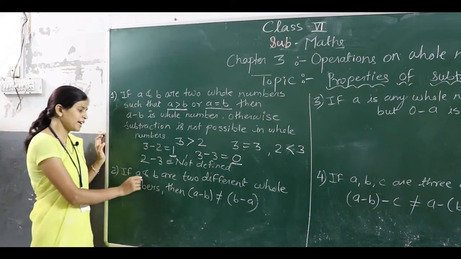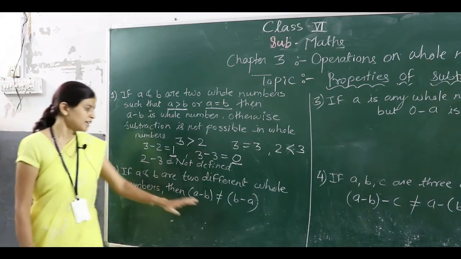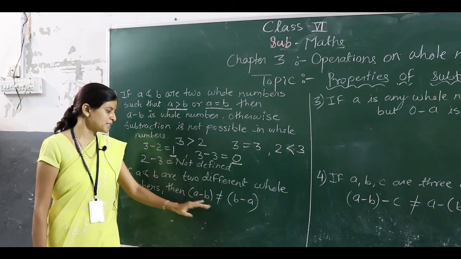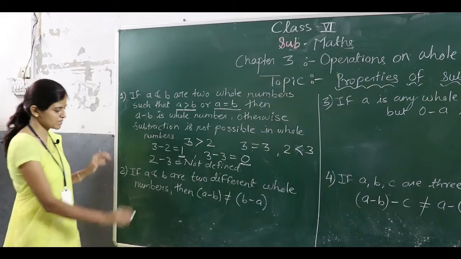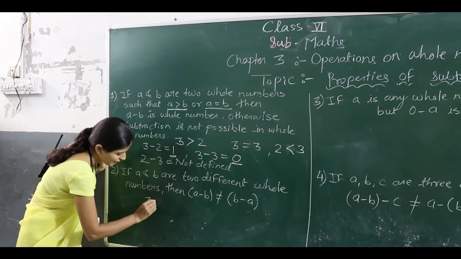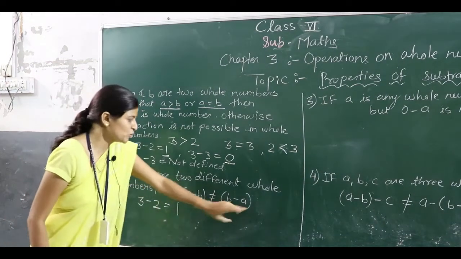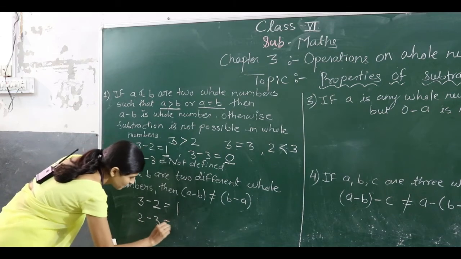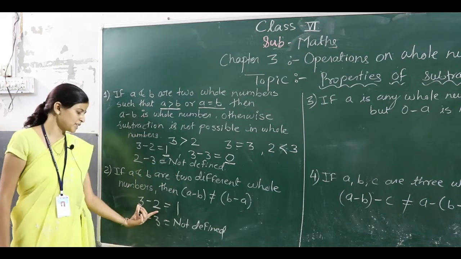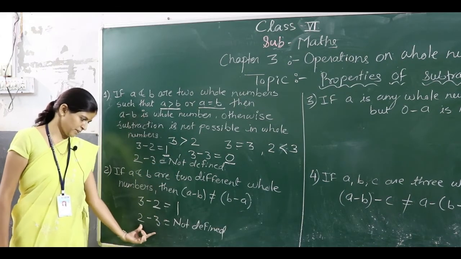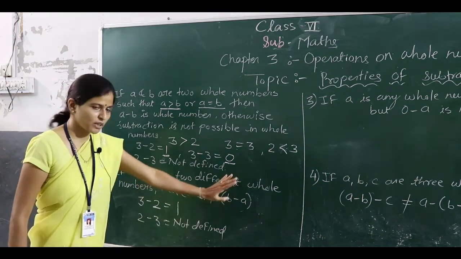Second property: if a and b are two different whole numbers, then a minus b is not equal to b minus a. In addition, this property holds good, which means in addition a plus b equal to b plus a is possible, but in subtraction this property is not possible. Suppose we take a equal to 3 and b equal to 2. So what is the answer? 3 minus 2 equal to 1. Now we take 2 minus 3, we get an undefined answer. It means a minus b is not equal to b minus a. We do not get the same answer, that's why the property is a minus b is not equal to b minus a.